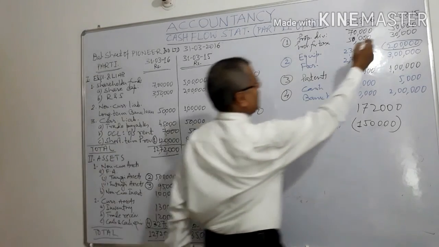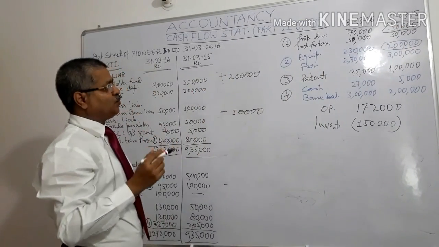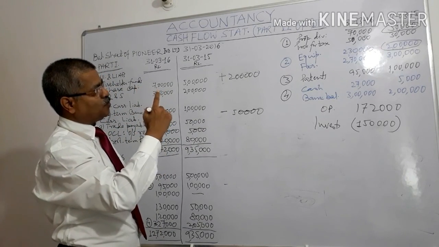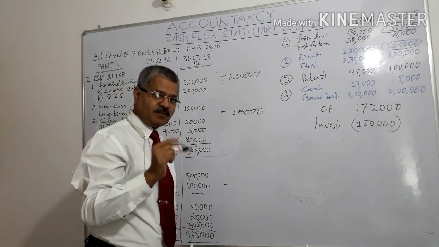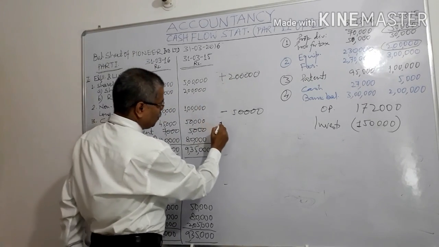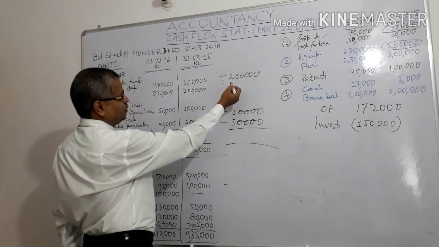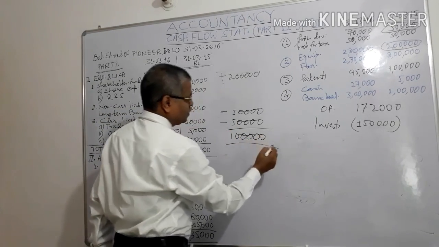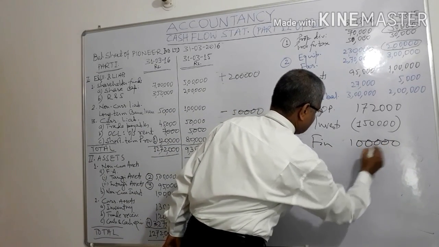Proposed dividend of last year, this one, 2014-2015, it was provision for dividend, proposed dividend last year. So current year 2015-2016, it is assumed to have been paid. So that payment also is outflow of cash. So what do we get? 2 lakh plus 1 lakh minus, we get 1 lakh rupees positive cash flows from financing activities, right?